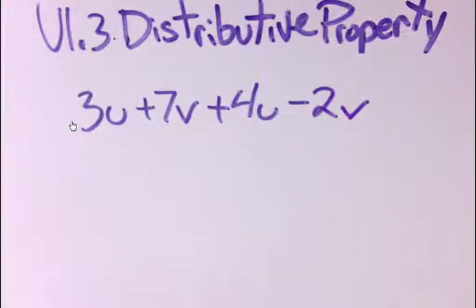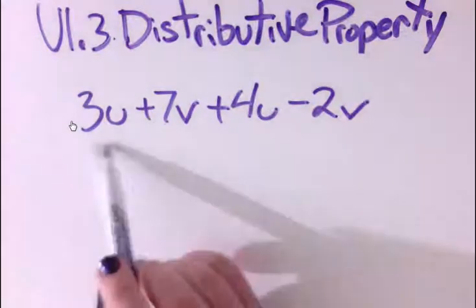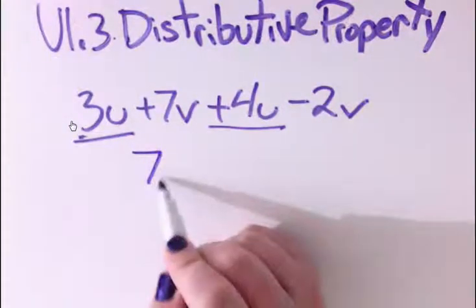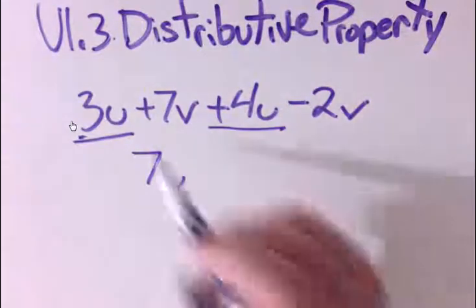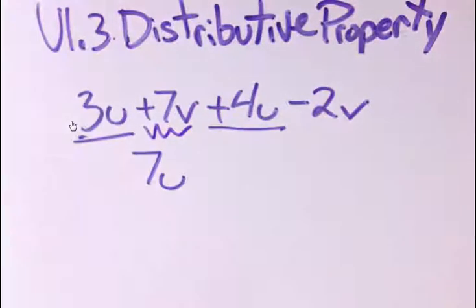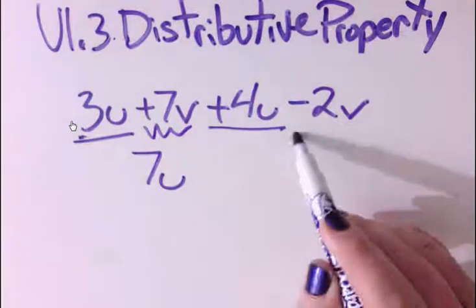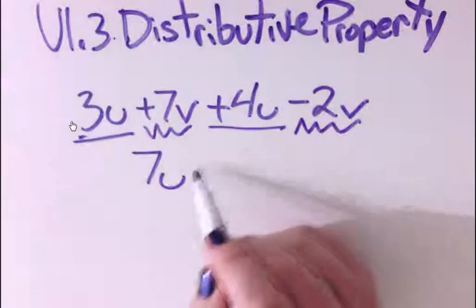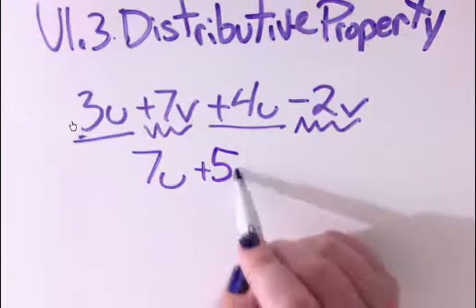Alright, so we're given this and we're asked to simplify it. So basically that is combining like terms. So here we have 3u and 4u. So we can combine those two together. So that's going to give us 7u. And then we have 7v minus 2v. So it's going to give us 5v.